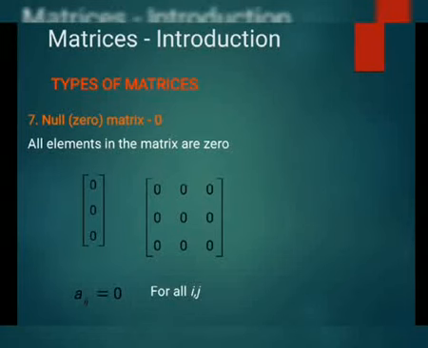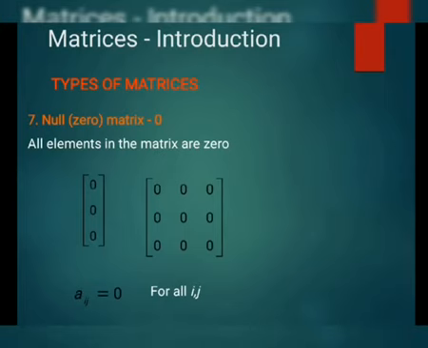suggests. In this type of matrix, all the elements are 0. Now look at the first example. Here, in the first matrix, all the elements are 0. Similarly, in the second matrix, all the elements are 0. So any matrix in which all the elements are 0 is called a null matrix.